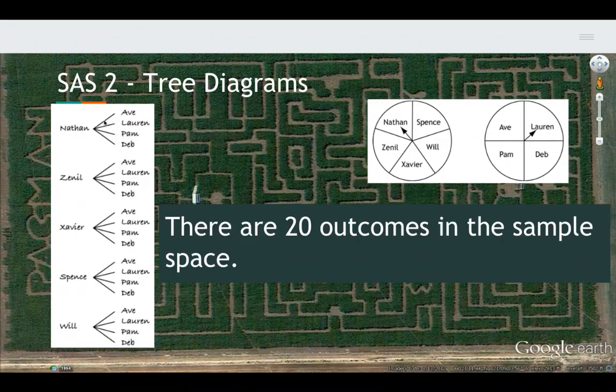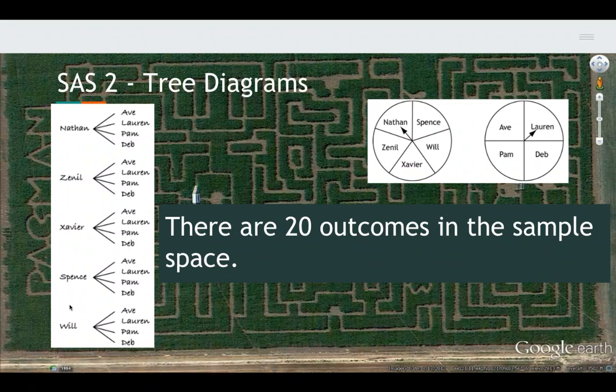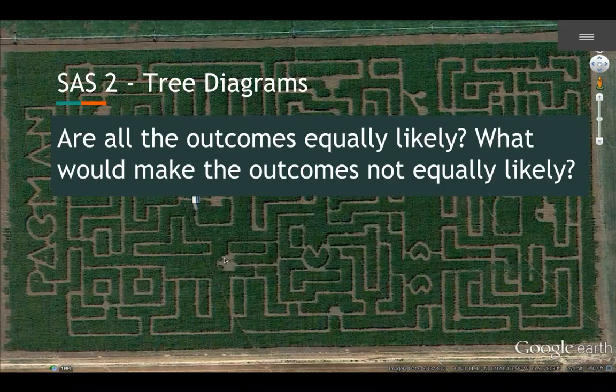So Nathan can take any of the girls. Zeno can take any of the girls. Xavier can take any of the girls. Spence can take any of the girls. Or Will can take any of the girls. So there's 5 selections of guys, and there's 4 selections of girls. So 20 total outcomes. 5 times 4 is 20 total outcomes.